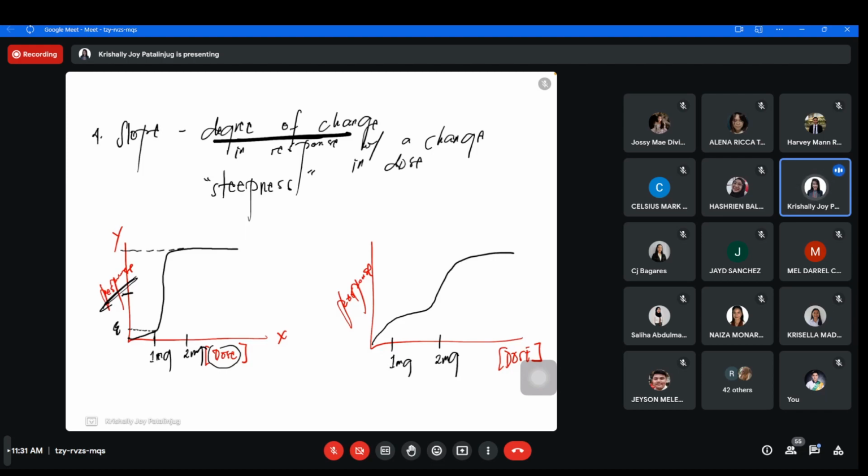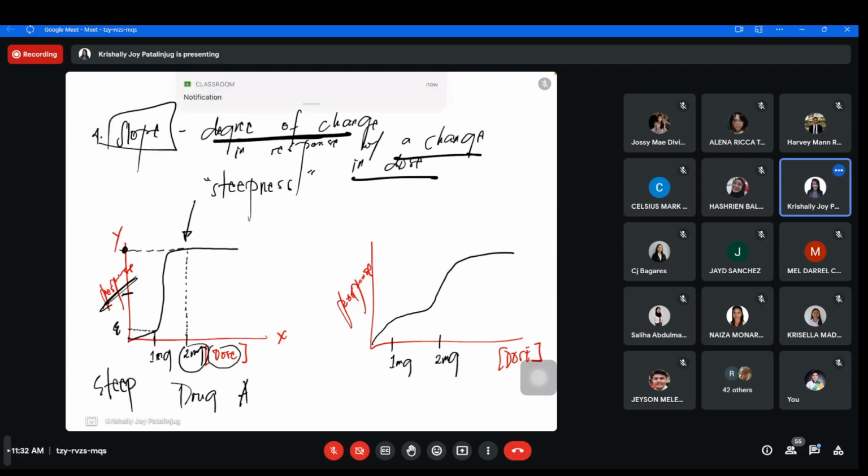Now, to achieve the maximal efficacy for this drug, we could change the dose. We could add a dose. From 1 milligram, look, upon reaching 2 milligram, it immediately attained the maximal response. So we can see here that the slope is very steep. Very steep is the slope being illustrated for this graph.